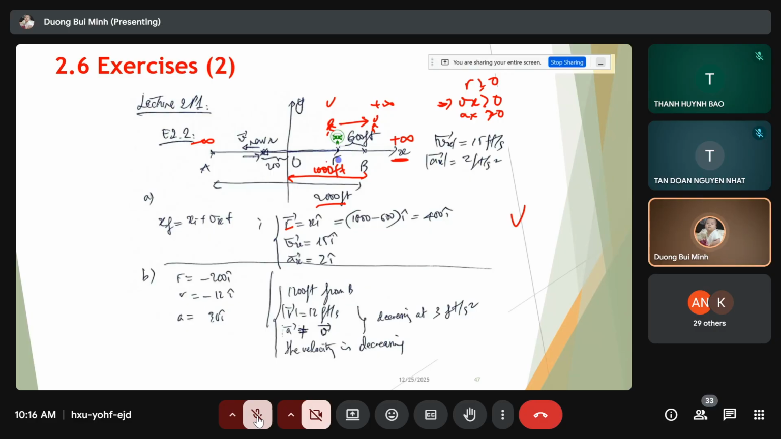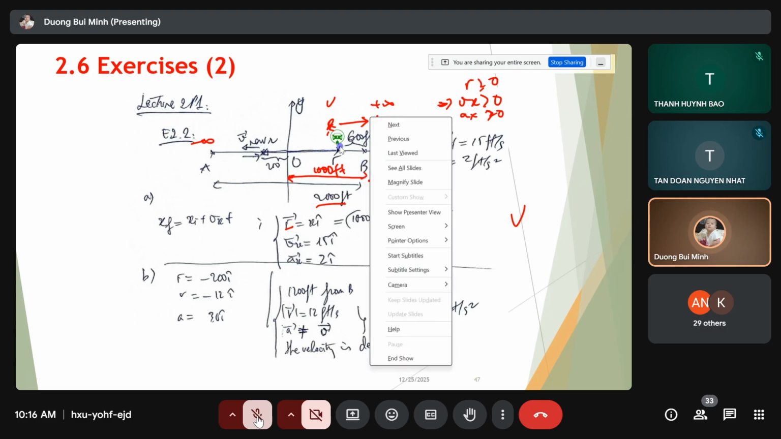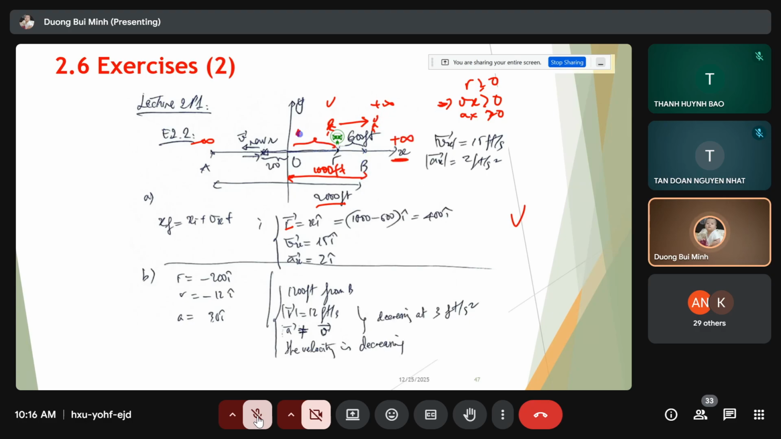From 0 to B is 1,000 feet, and the car is 600 feet from B, so the car's position is 400 feet. This one should be shorter, this one lengthened. So x is 400 i feet, vx is 15 i feet per second, positive, and ax is 2 i feet per second squared. Anyway, it's very easy.